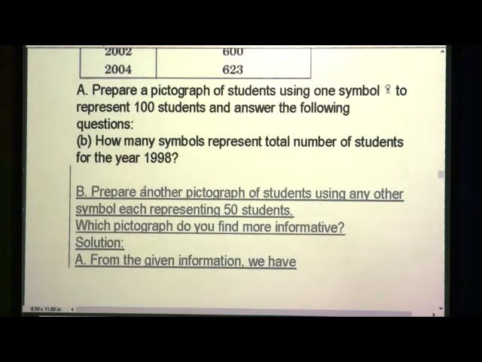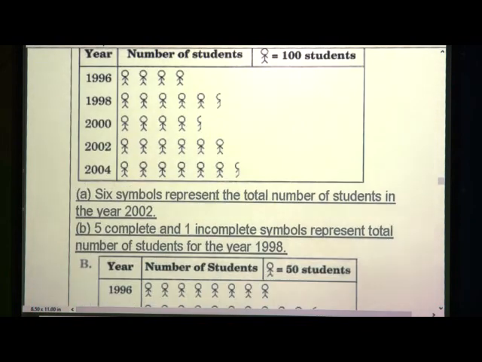See, how many symbols represent the total number of students in 1998? So in 1998 we have 1, 2, 3, 4, 5 and 6. It means 6 symbols, 5.5, it's half. So we can tell 5.5. Next question, in 2002 how many symbols were there? So 1, 2, 3, 4, 5, 6. 6 symbols represent the total number of students in the year 2002.